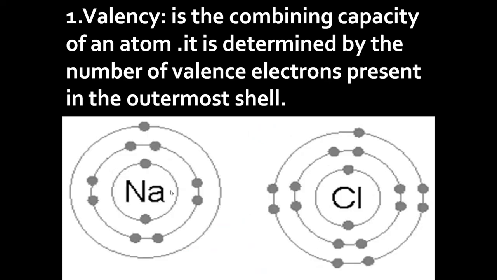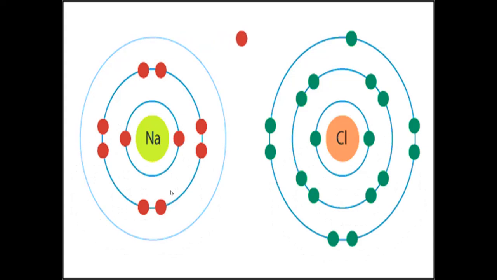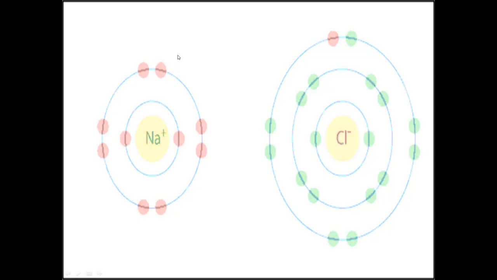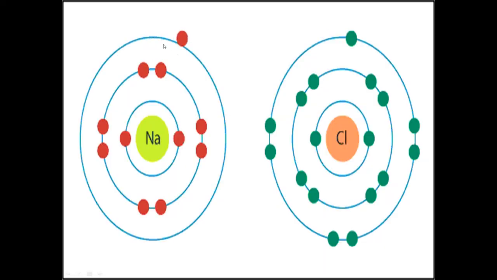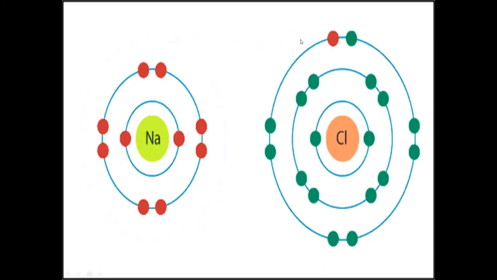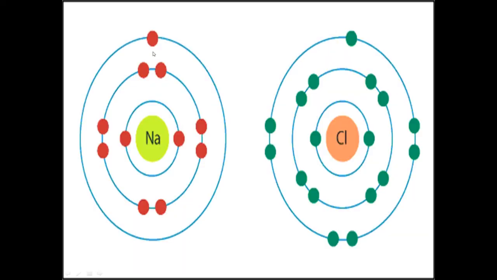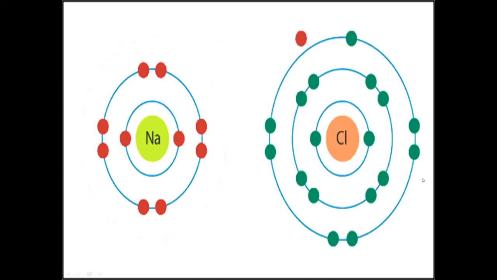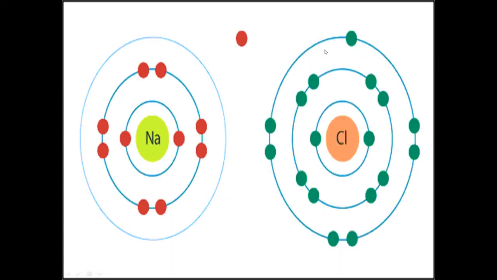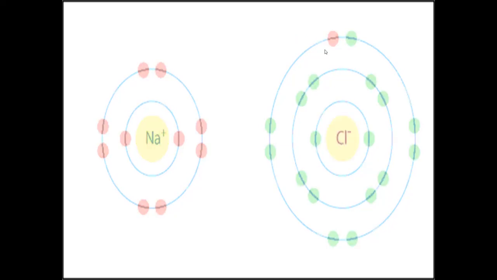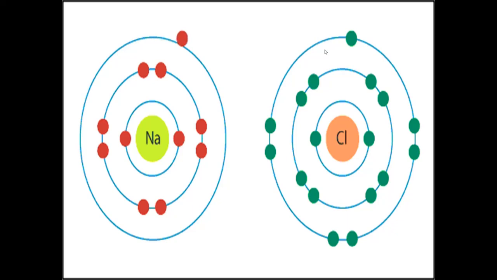Therefore, valency is the combining capacity of an atom. Sodium had 3 shells. The outermost shell had 1 electron. You can observe here it donates this 1 electron and gains a stable octet configuration. Similarly, chlorine already has 7 valence electrons, but it takes 1 electron to attain the stable configuration. Therefore, it results in a molecule. This is all about valency.